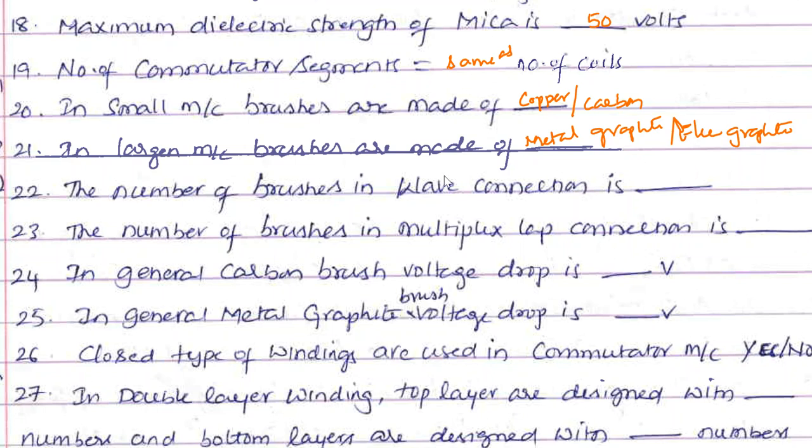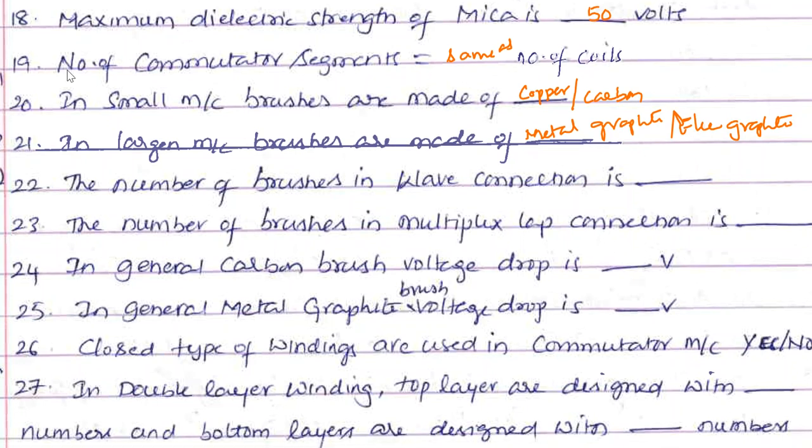Next one, 22nd question. The number of brushes used in a wave connection is simply 2. Suppose if you are going for the multiplex windings, then it is multiplied with m, so 2 into m, where m is the multiplex number here. 23rd question. The number of brushes used in a multiplex lap connection is nothing but 2 times that of its p poles.